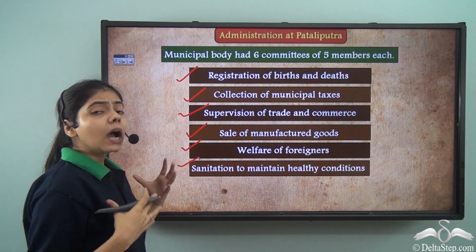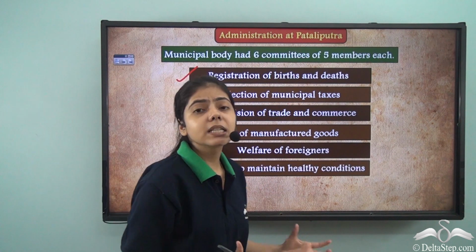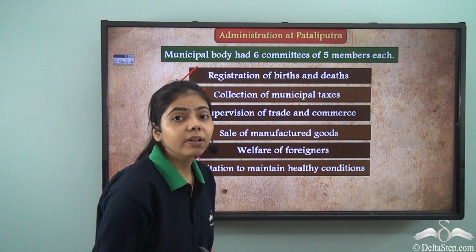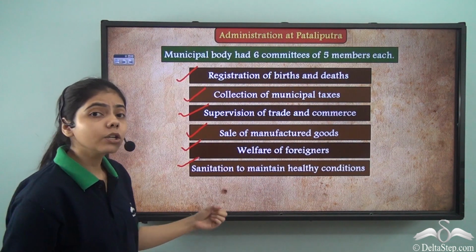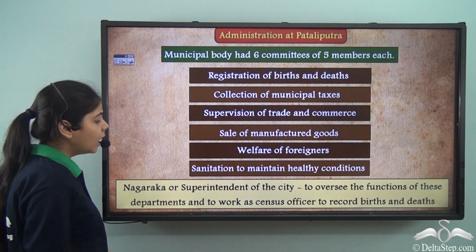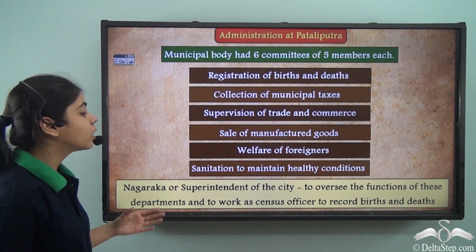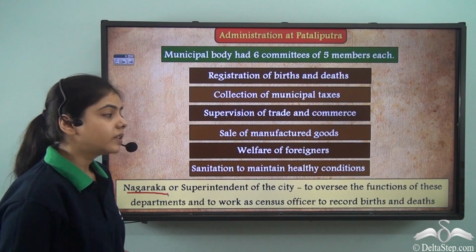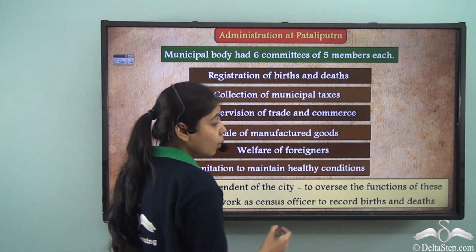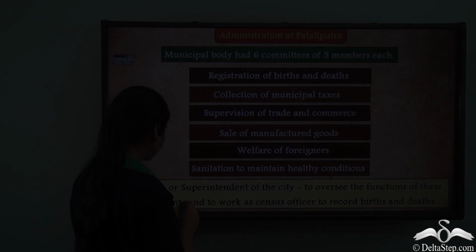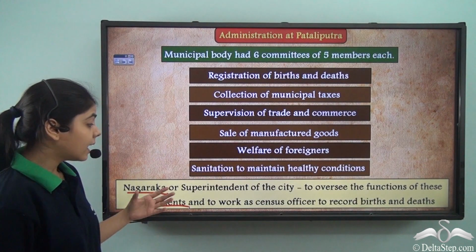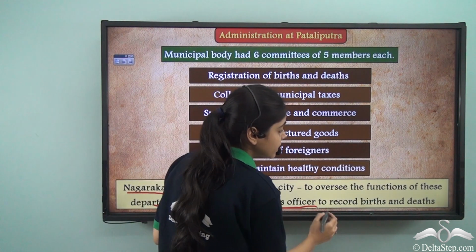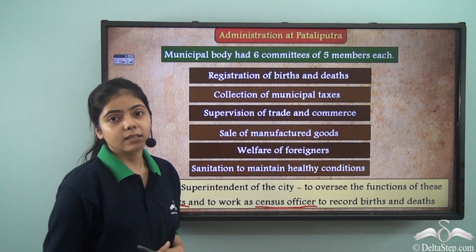So you see how a city, the capital city, was so sophisticated and was administrated at a lower level that all proper governing was checked. Now we also have Nagaraka or the superintendent of the city, whose function was to oversee the functions of the different departments, that they work properly, and he also was working as a census officer to record the births and deaths.